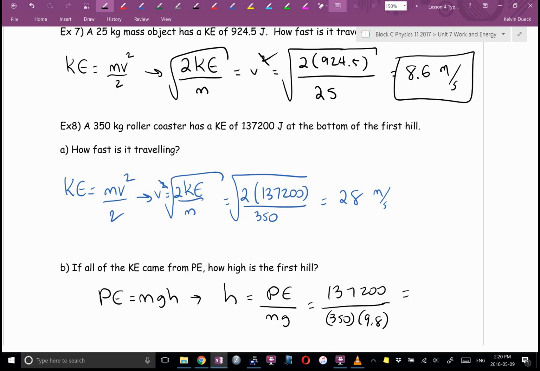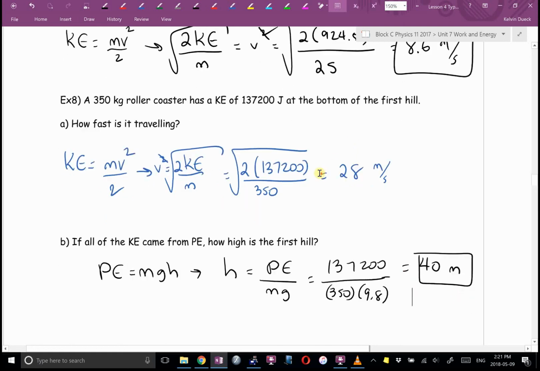What do you get? 40 even? Really? Wow, I made up nice numbers. I normally don't do that. And height is meters, yes? Okay.